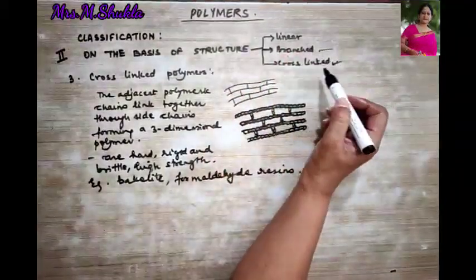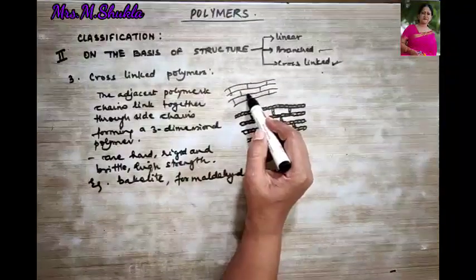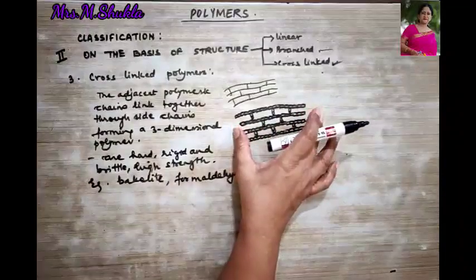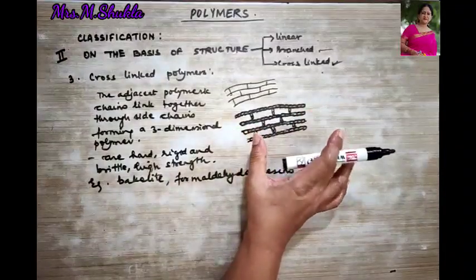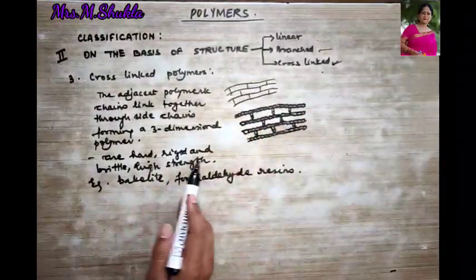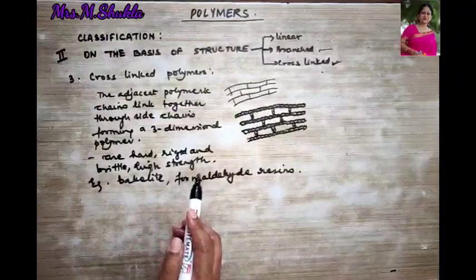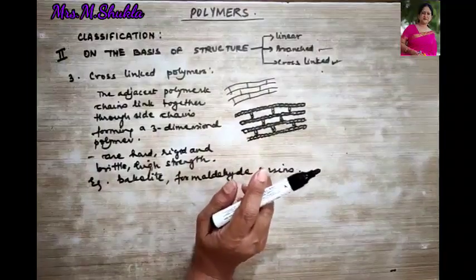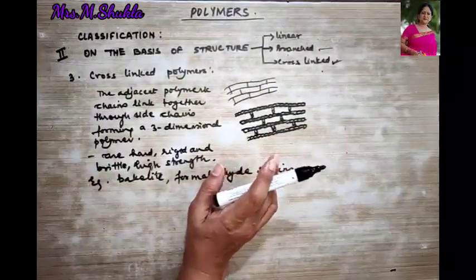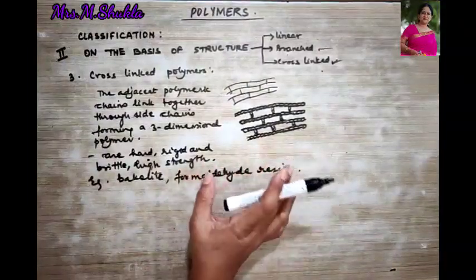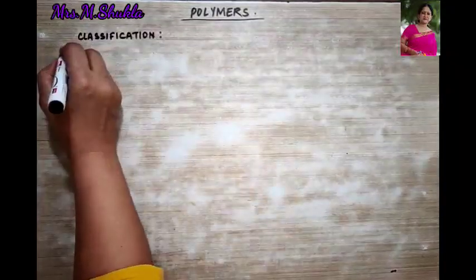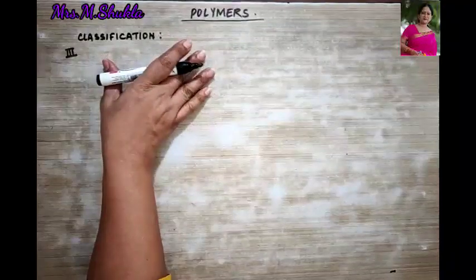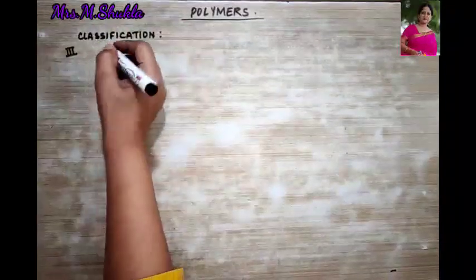But over here in the cross-linked polymers, adjacent polymeric chains are linked together through the side chains and they form a three-dimensional polymer type of substance. So they are hard, rigid, brittle, they have high strength, and so these were the differences between the polymers on the basis of their structure. I hope till here everything is clear. Okay, now let us classify the polymers on the basis of the repeating structure unit.